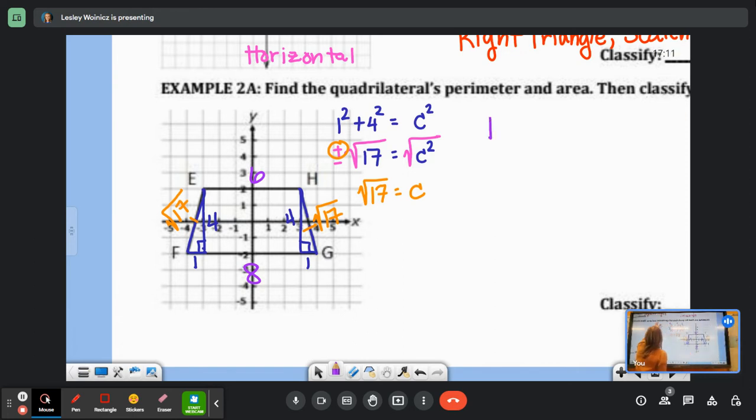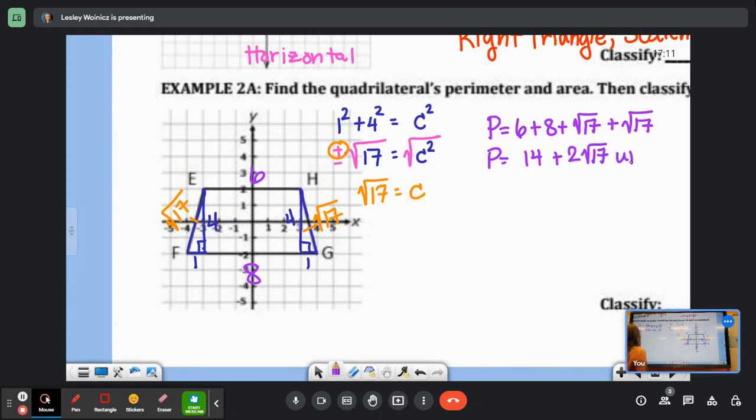So my perimeter is 6 plus 8 plus root 17 plus another root 17. Well, 6 plus 8 is 14, and I have 2 root 17s. I have 2 of them. So I have 14 plus 2 times the square root of 17 units. That's my perimeter.